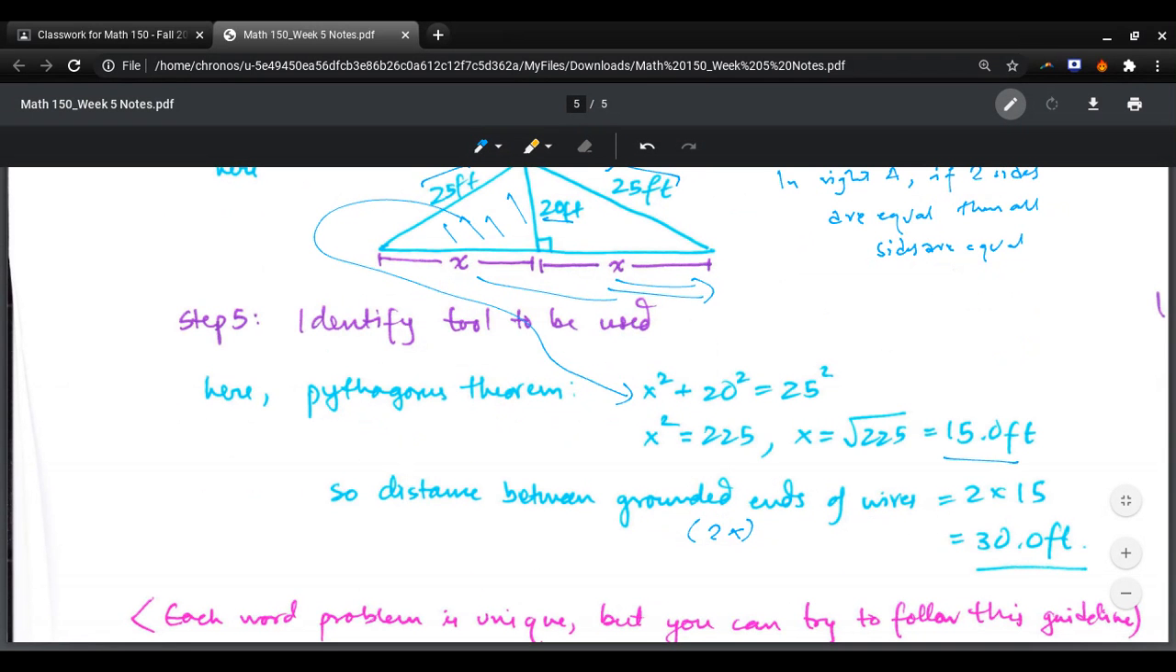Now, each word problem is unique, and I can't give you a method that works for all of them. But this serves as a good general guideline if you follow these 5 steps in order to process a word problem. That's it for this week.